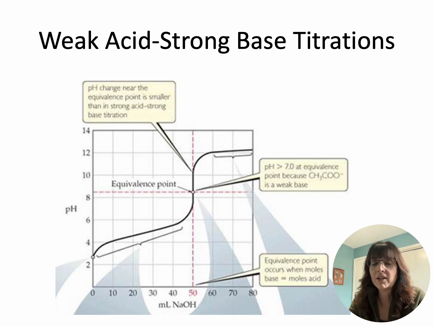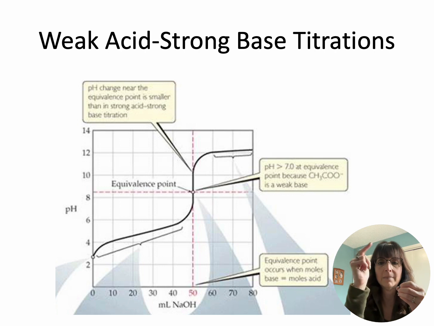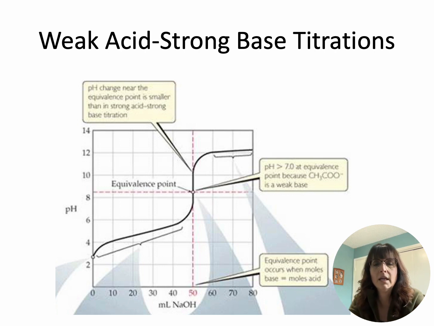Now let's compare that to a weak acid with a strong base. So down here, weak acid. Up here, we're dripping in a strong base. The initial pH is not quite as low. You'll notice between the initial and the equivalence point, it's not quite as flat. It's rising a little bit faster than it did before.